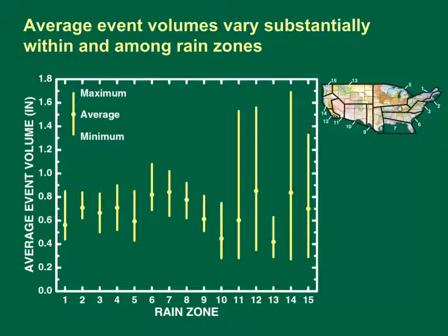The vertical axis is the average storm event volume. The horizontal axis identifies the rain zones. The vertical yellow bars show the range in average storm event volumes within the rain zone. The yellow circle shows the average of stations in the rain zone. Rain zones 11, 12, 14, and 15 have especially large ranges in the average event volume among monitoring stations. In these regions, it may be best to select statistics from one or more nearby monitoring stations. However, it should be noted that even the least variable region, number 2, has a range of about 29% of the average.